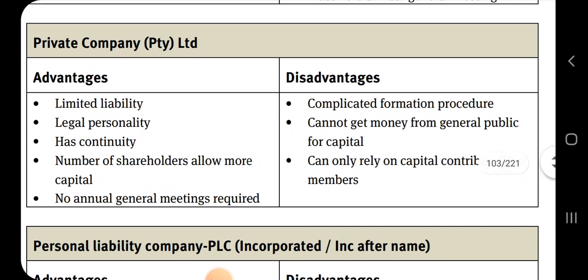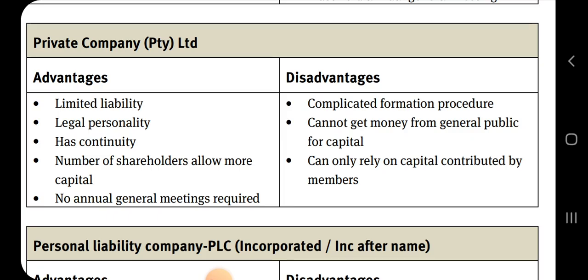So for a private company, which has Pty Ltd, the advantages are that there's limited liability. I've explained what limited liability is, so I'm not going to do that. I've also explained that it has legal personality, has continuity, and the number of shareholders allows more capital. They can sell as many shares as they want. No annual general meeting is required.